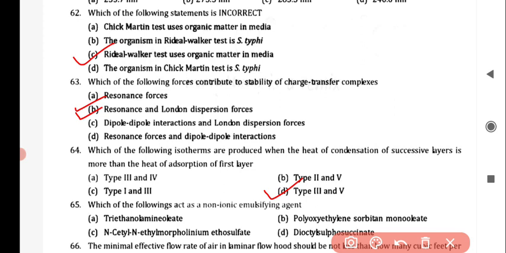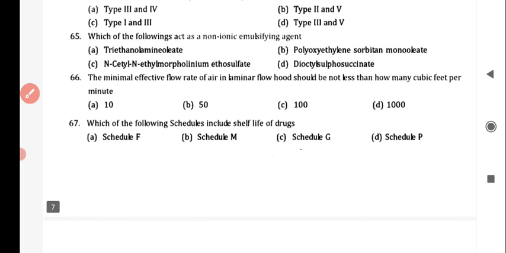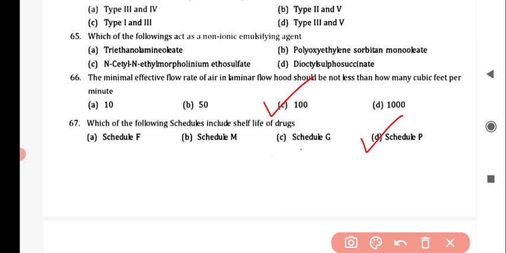Next question is, which of the following acts as a non-ionic emulsifying agent? And the correct answer is option B, polyoxyethylene sorbitan monooleate. Next question is, the minimal effective flow rate of air in a laminar flow hood should be not less than how many cubic feet per minute? And the correct answer is option C, 100. Next question is, which of the following schedules include shelf life of drugs? And the correct answer is option D, schedule P.